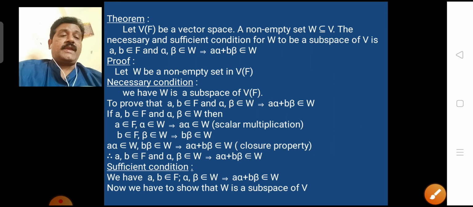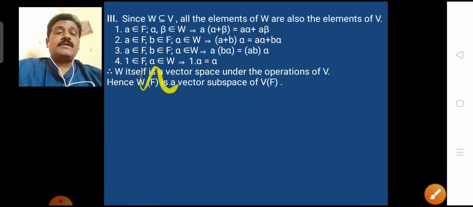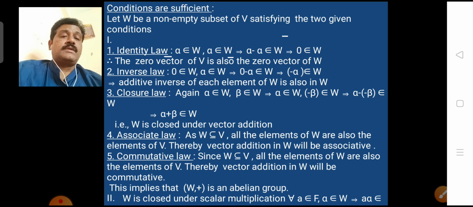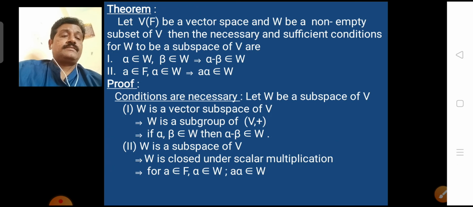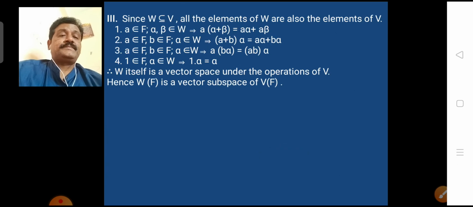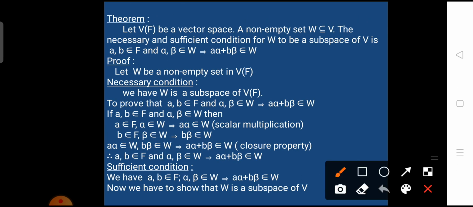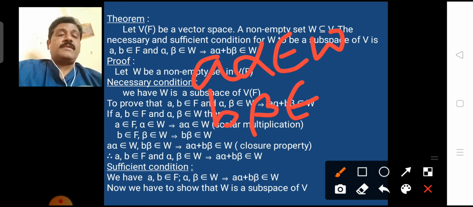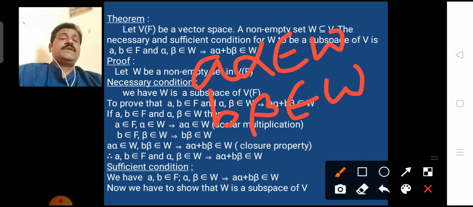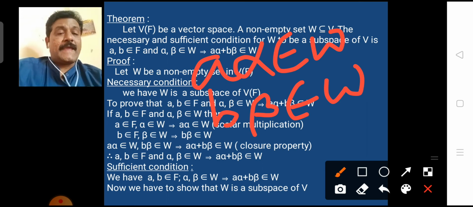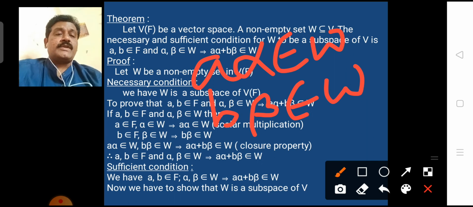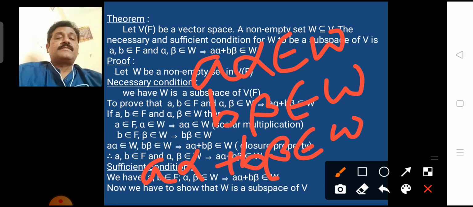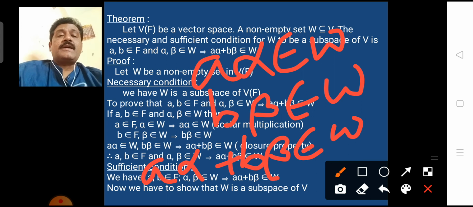We get two things: A alpha belongs to W and B beta belongs to W. Since W is a subspace, W is a vector space. Hence, W plus is an abelian group. From the closure property, we get A alpha plus B beta belongs to W. Hence, we prove the required condition.